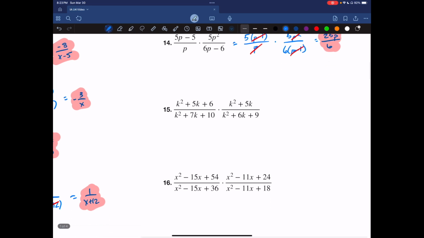All right. Number 15. You drop down here. All right, so that's going to be setting everything up. Okay, on the top, you have k squared plus 5k plus 6. This would be k plus, k plus. All right, what times what is 6 and adds to 5?